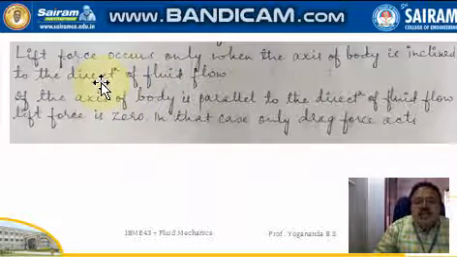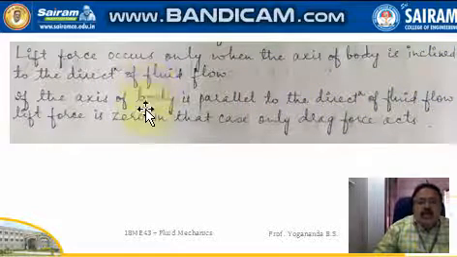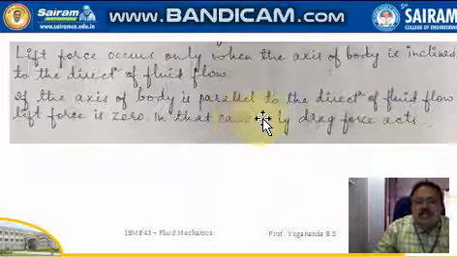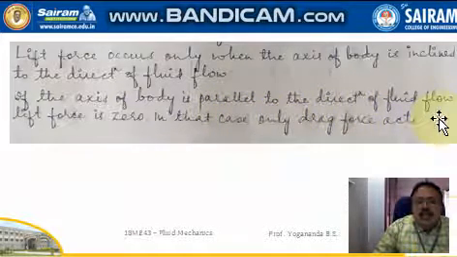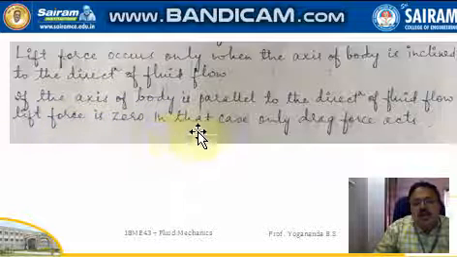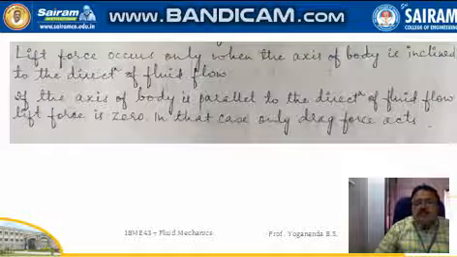Lift is the force which occurs only when the axis of the body is inclined to the direction of the fluid flow. If the axis of the body is parallel to the direction of the fluid flow, then the lift force will be zero. In that case, only the drag force will exist.